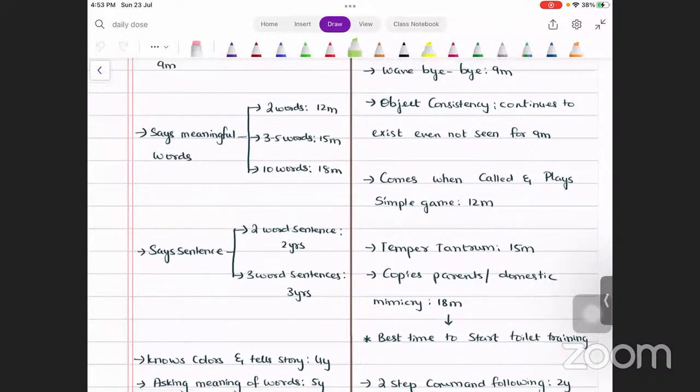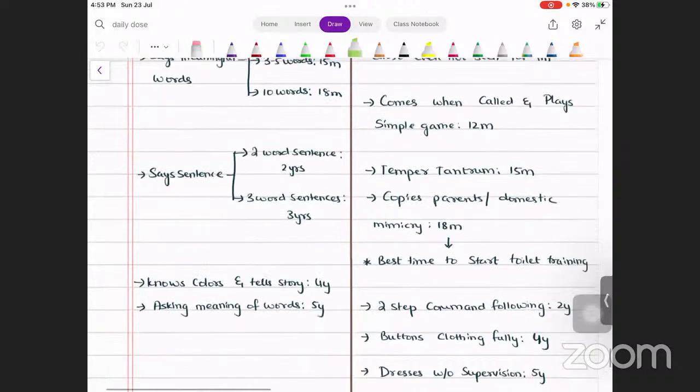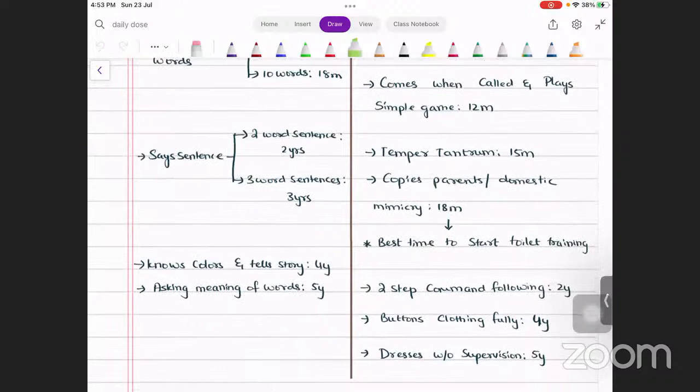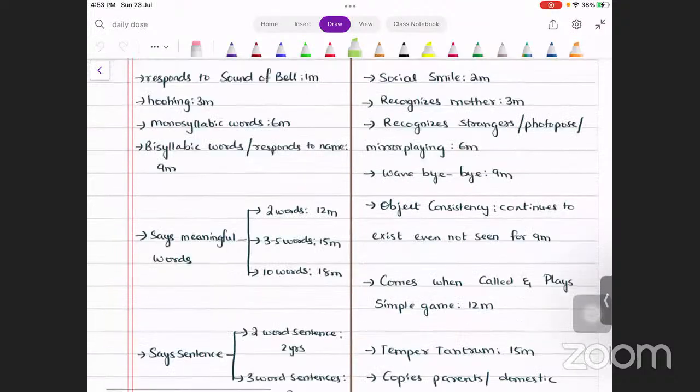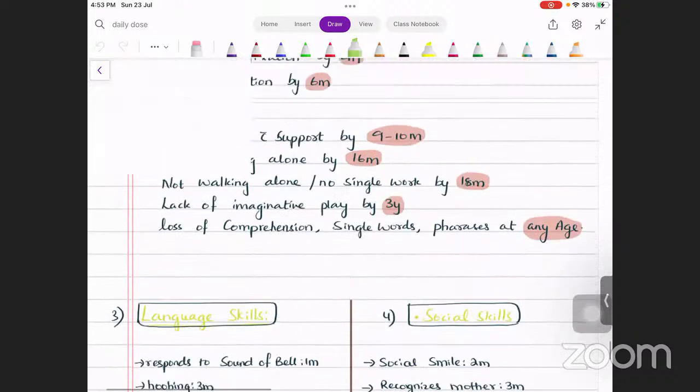So waves bye-bye by ninth month, comes when called and plays a simple game by 12th month, temper tantrum by 15, and copies the parents or domestic mimicry by 18. Best time to start toilet training is by 18. Two-step command following by 2 years, buttons clothing by 4, dresses without supervision by 5. So these are the important social skills, and these are the important language skills.